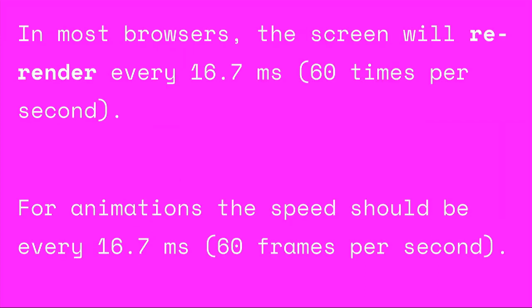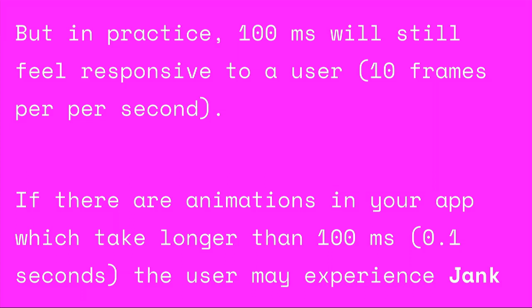And in most browsers, the screen will re-render every 16.7 milliseconds. That's the same as 60 times per second. So that means that for animations that you display, your speeds should be every 16.7 milliseconds, or 60 frames per second. Or should it? Because in practice, 100 milliseconds will still feel responsive to a user. That's 10 frames per second. So the way our human brains work, if you see an animation at 10 frames per second, it still looks nice.